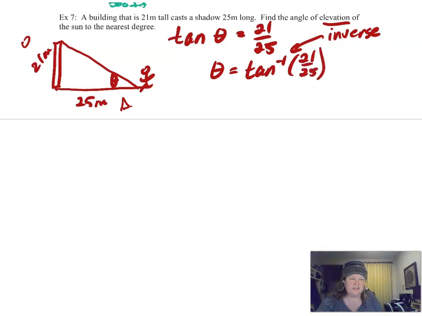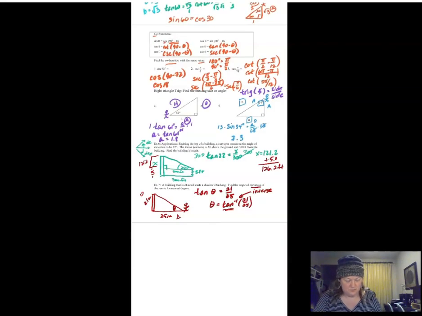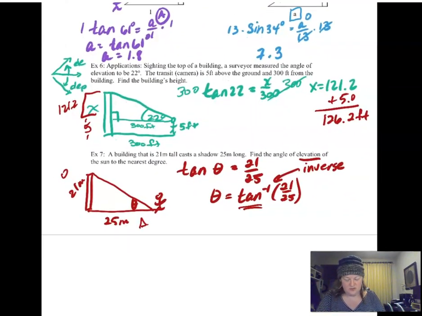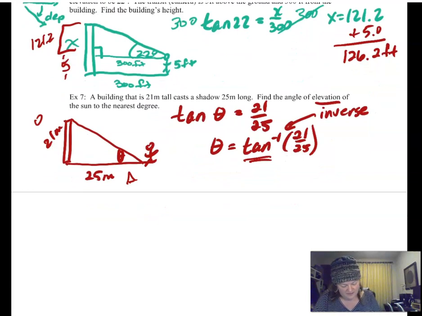All right, so this is the only time you ever look for this button on your calculator, when you're finding an angle. So on my calculator, right above the tangent button is an inverse tangent button. Okay, so inverse tangent, and then I'm just going to put in the fraction 21 divided by 25 equals, and I'm going to round to the nearest degree. So I think that's going to be 40 degrees. Cool. All right, so there's our practice.